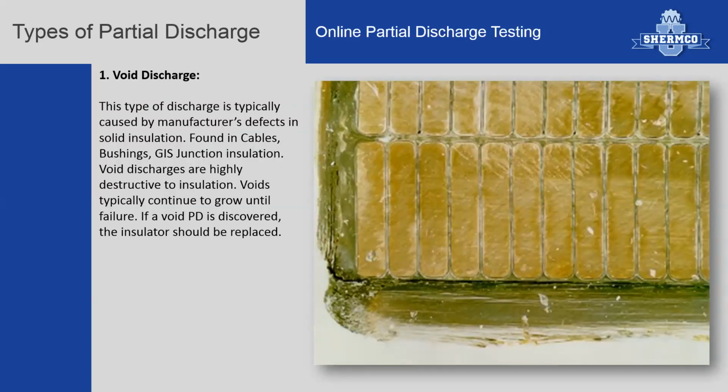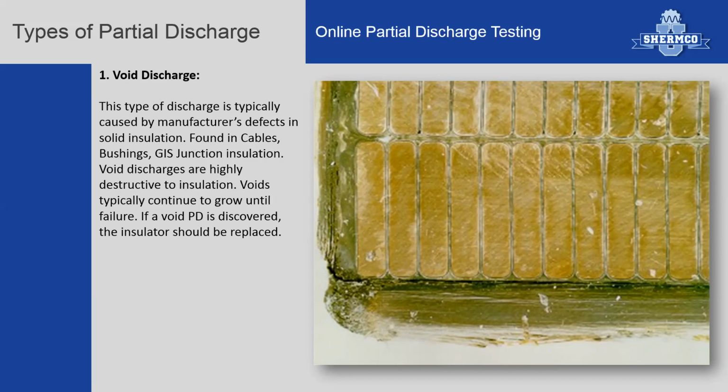All right, let's explore different types of partial discharge. The first one we show here is called the void discharge. This type of discharge is typically caused by manufacturer's defects in solid insulation systems. We see this in cables, bushings, GIS junction insulation.